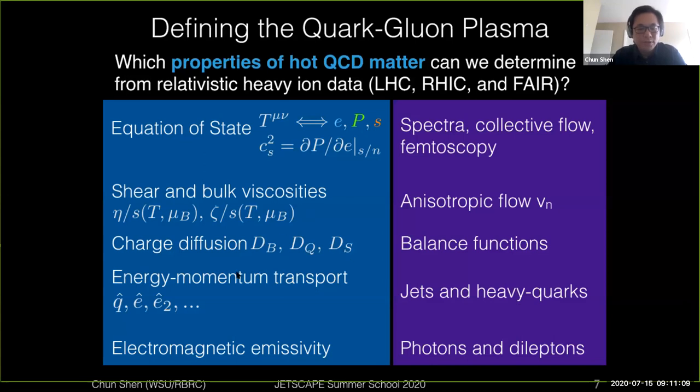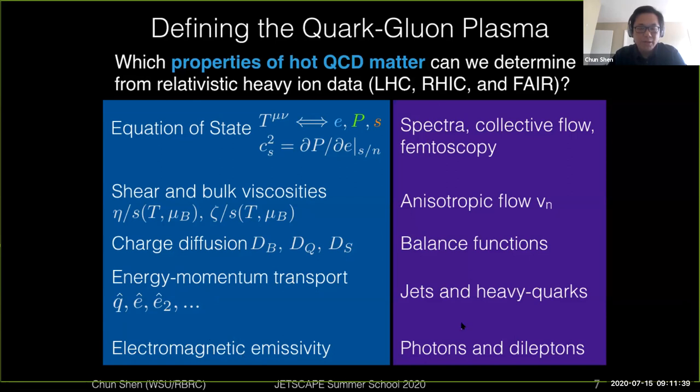In addition to those, we can also have transport coefficients describing how energy and momentum are exchanged between external probes and the medium, which are characterized by q-hat, e-hat, and u-hat. And last but not least, because the QCD matter is hot, it also radiates electromagnetic radiation. We also want to see how the light comes out from this hot QCD matter.